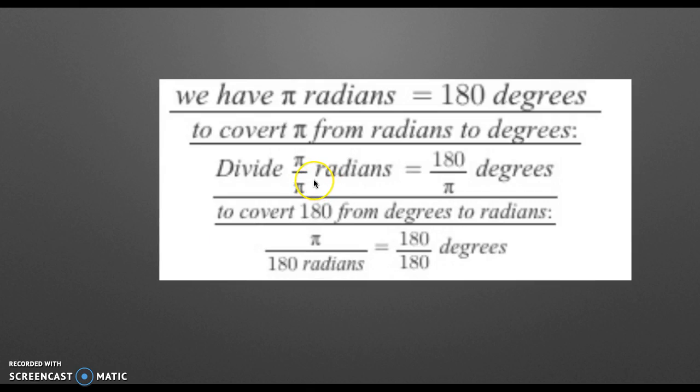Now we can come up with the conversions. If we have pi radians equals 180 degrees, how can we convert from radians to degrees? We could divide pi radians by pi radians equals 180 over pi degrees. So we're just dividing each side by pi radians. So pi over pi radians equals 1. So 1 radian equals 180 over pi degrees.